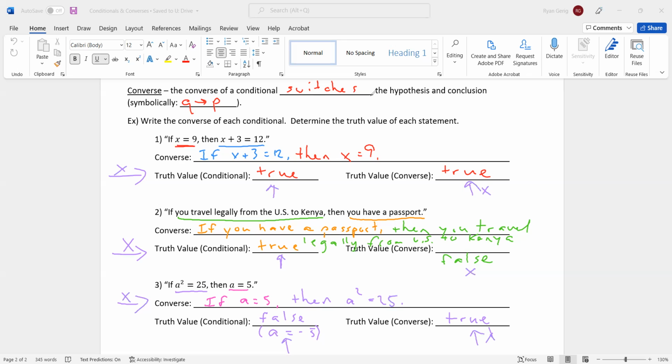So basically what I'm getting you to look at here is that the truth value between a conditional and its converse cannot be determined just by generalities. If the conditional is true, we can't say anything about the converse. If the conditional is false, same thing. We'll talk about that more in the next lesson, which involves the next 3 types of conditionals. And that concludes lesson 2.